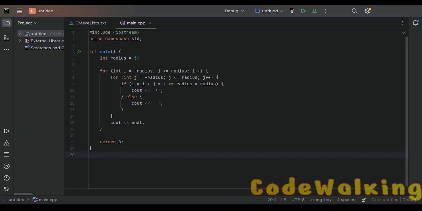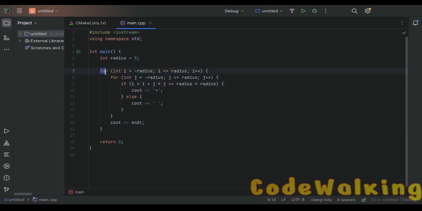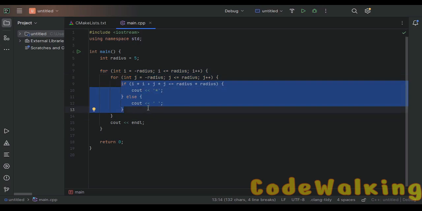Hello everyone, and today in this lecture we will learn about how you can make a circle in C++ made out of asterisks. So first we have an integer radius which has the value 5. Then we have made a nested for loop, a for loop within a for loop, and then we have an if statement inside it.